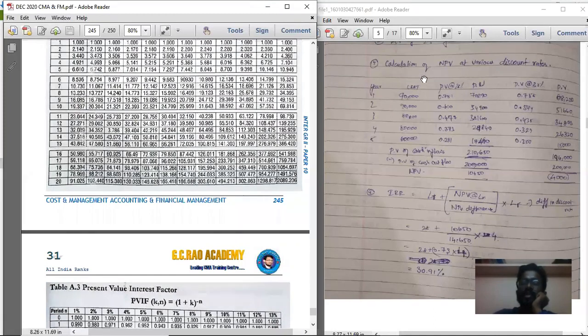That is 32 minus 28, you are getting 4. So 4 is the DR. So this is DR, difference in discount rate. So the formula, once again, I'll repeat it. Whether you have taken rightly, just note it down.